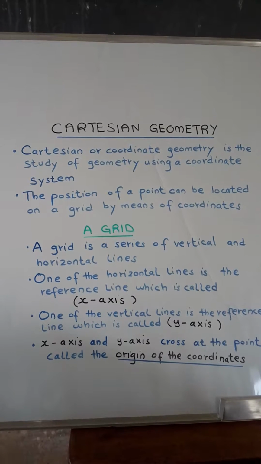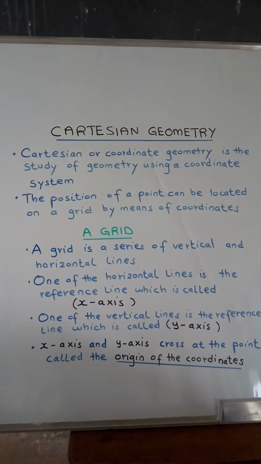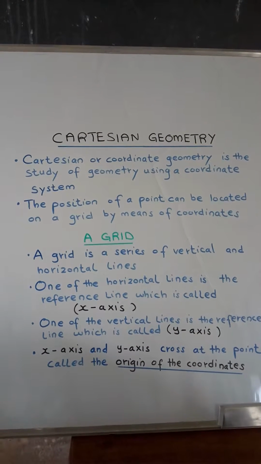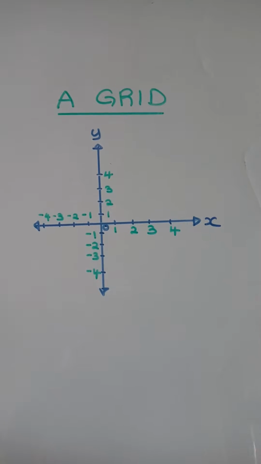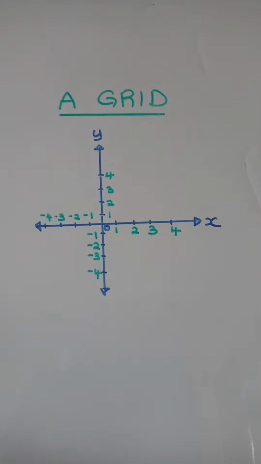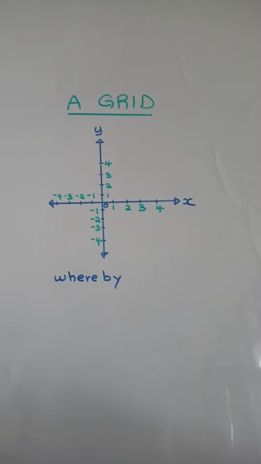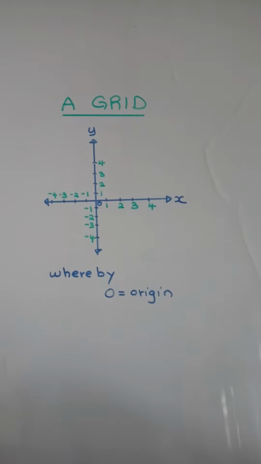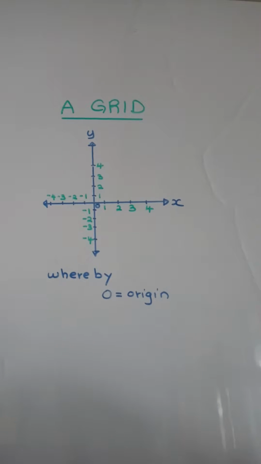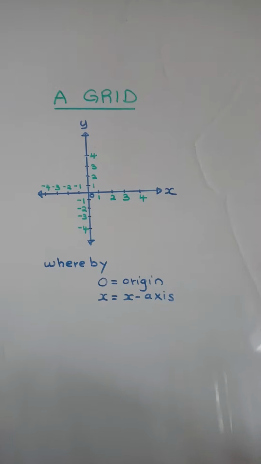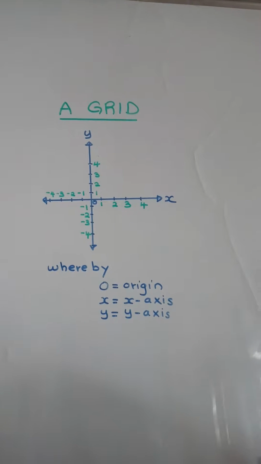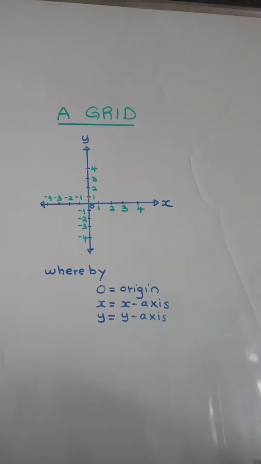The x-axis and y-axis cross at the point called the origin of the coordinates. This diagram represents a grid whereby 0 represents the origin, x represents the x-axis, and y represents the y-axis.